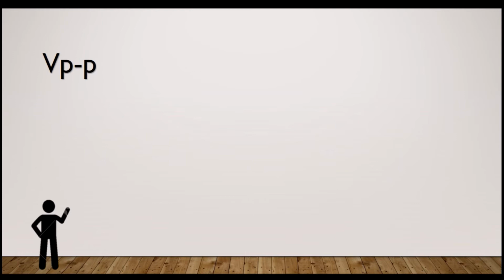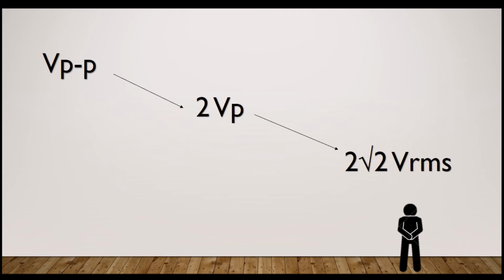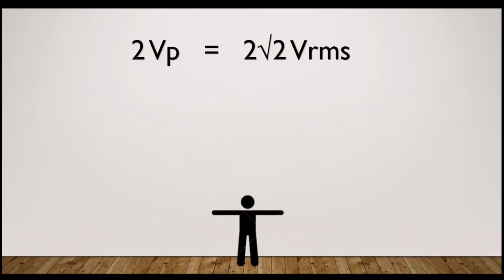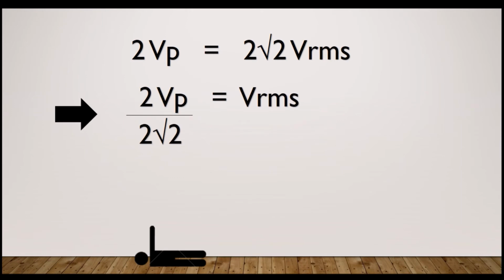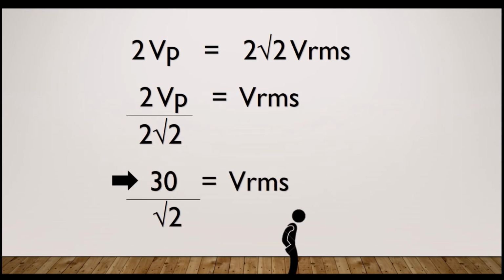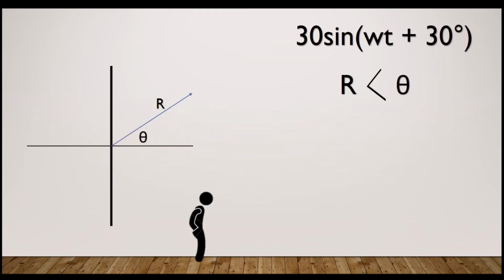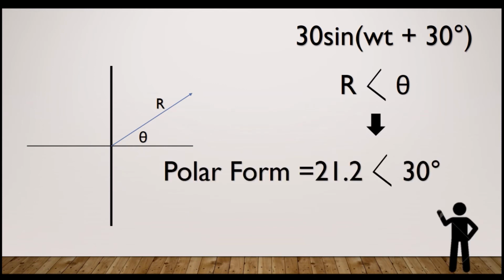Why is this? Well, the peak to peak value is 2 times the peak value, which is 2 root 2 of the RMS value, which is the effective voltage, which is what the voltage represents in polar form. To find this, we put our peak value and the RMS value together and equate for Vp over root 2, which in our case is 30 over root 2, which is equal to 21.2. So, we've gathered from our equation that for polar form it is 21.2 at 30 degrees.